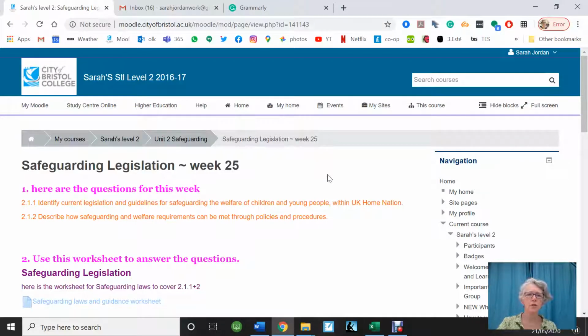Hello and welcome to week 25, safeguarding legislation. The two questions for this week come from unit 2 on safeguarding. Let's read them.